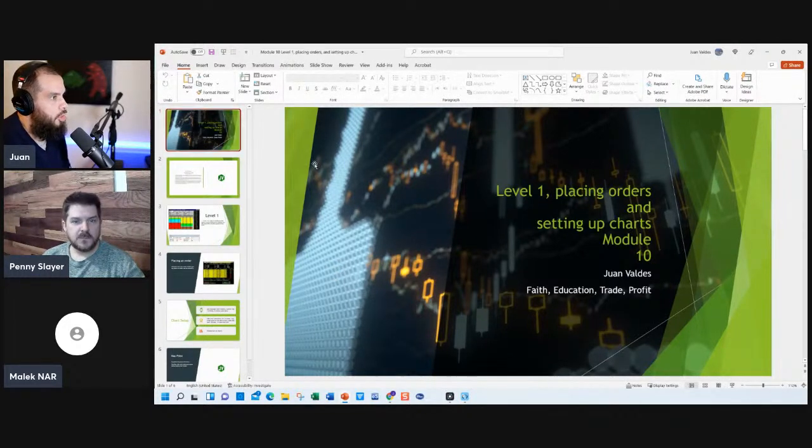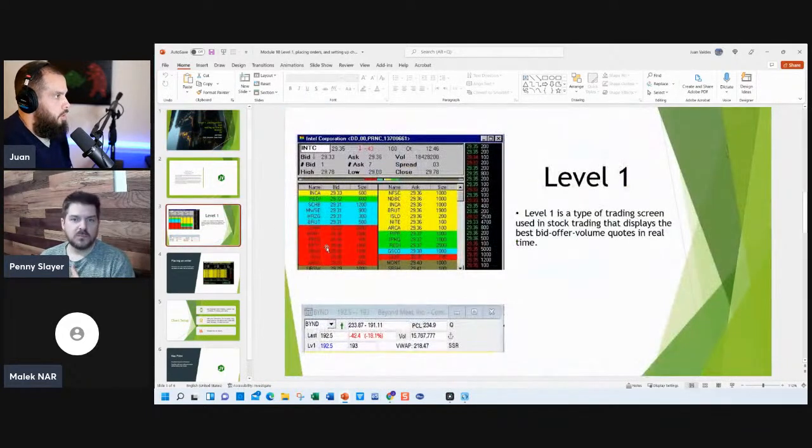So this one, level 1, placing orders and setting up a chart. Level 1 and level 2, it's extremely important, right? When we start talking about level 1 and level 2s, level 1 is this area here, right? You see this, it tells you what the bid price is, it tells you the high of the stock, tells you the low, it tells you what the stock closed at, it tells you how much volume. This is all good information, right?